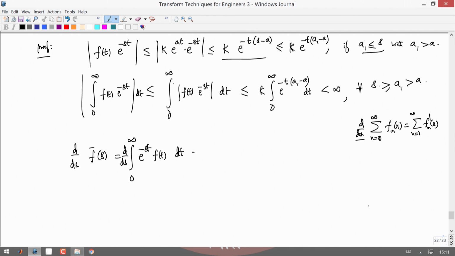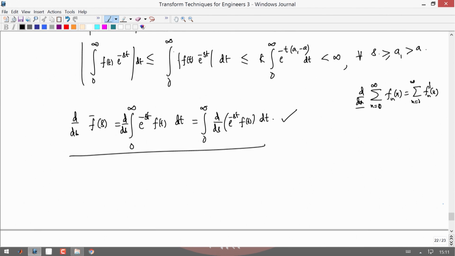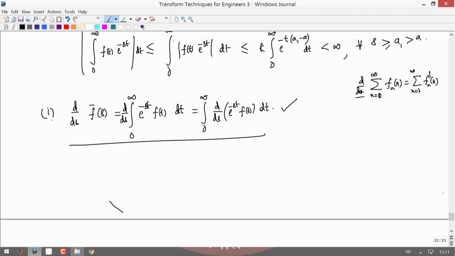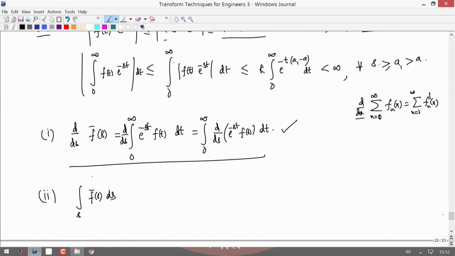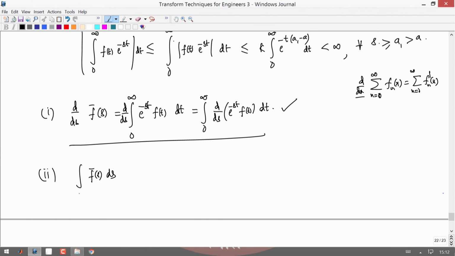Same thing here: this is the same as the integral from 0 to infinity of d/ds of the integrand e^(-st) f(t) dt. This is true only because the integral is uniformly convergent. Likewise, you can also do the integration of f bar of s ds, wherever s is in the domain, for s bigger than a, you can think of s going to infinity.